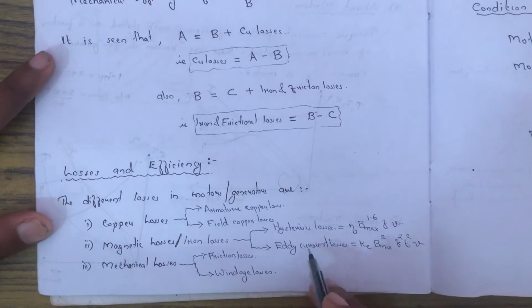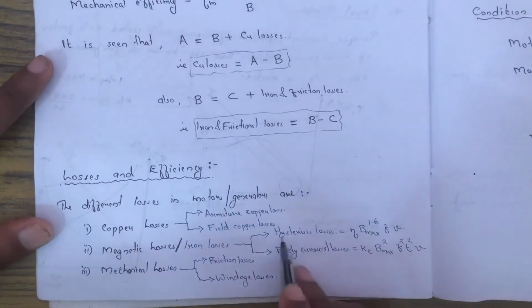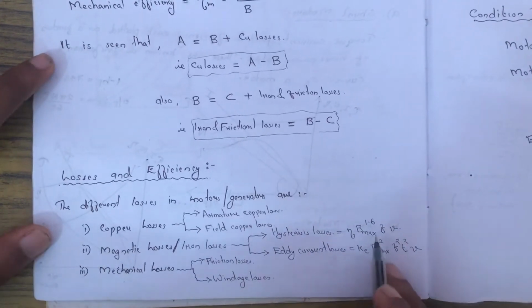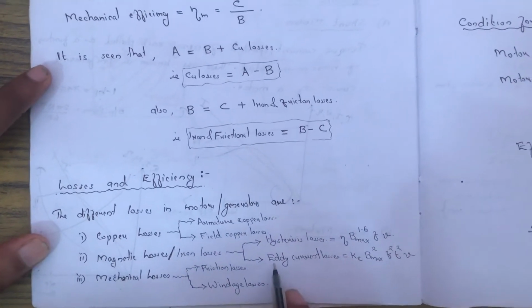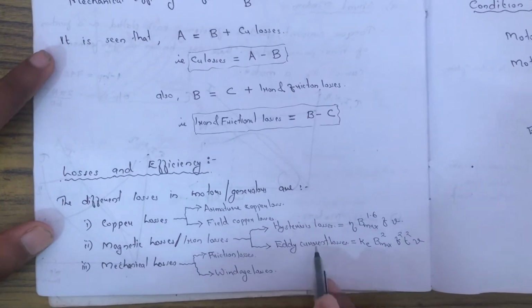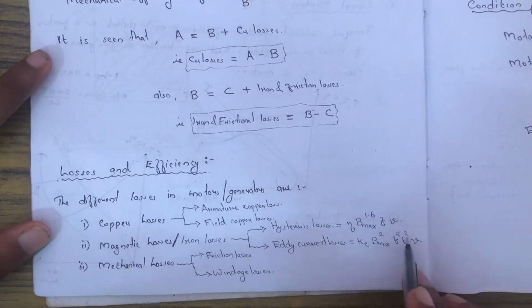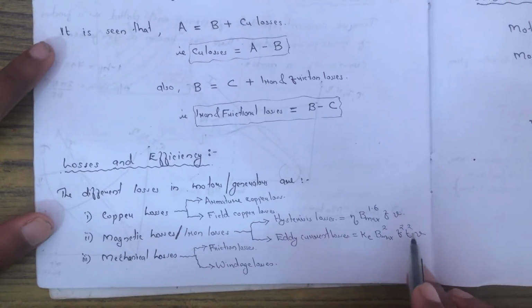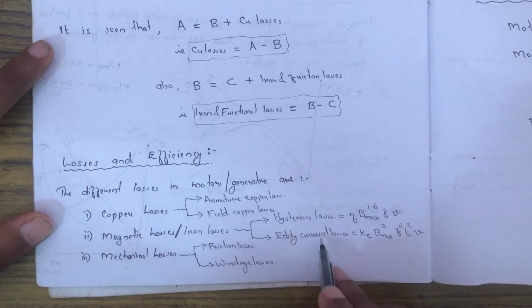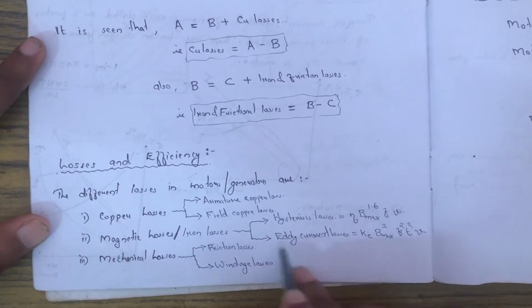We have seen in the construction that, in order to reduce the hysteresis loss, we add some silicon, and in order to reduce the eddy current losses, we laminate the material, right? It depends upon the thickness of the material. If the thickness is reduced, then the eddy current losses will be reduced. That is why we laminate the material to reduce the eddy current loss.